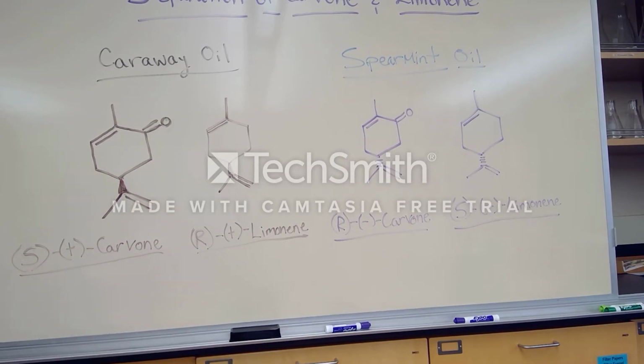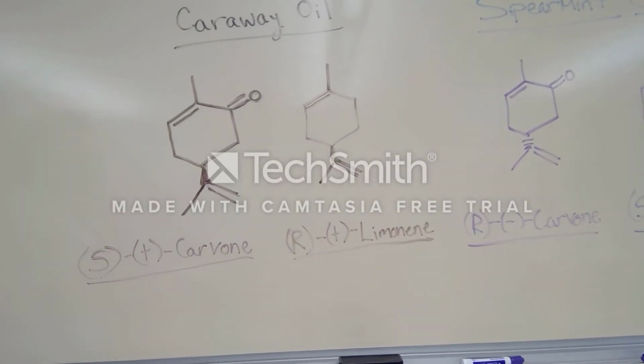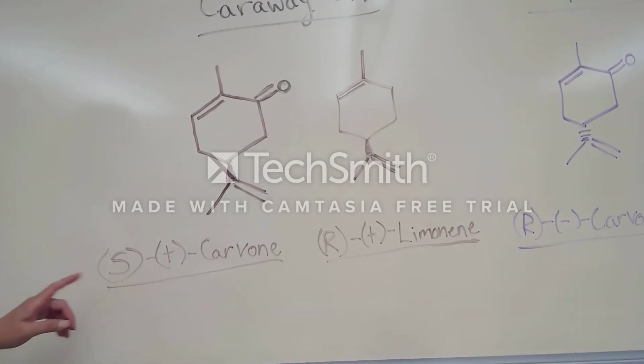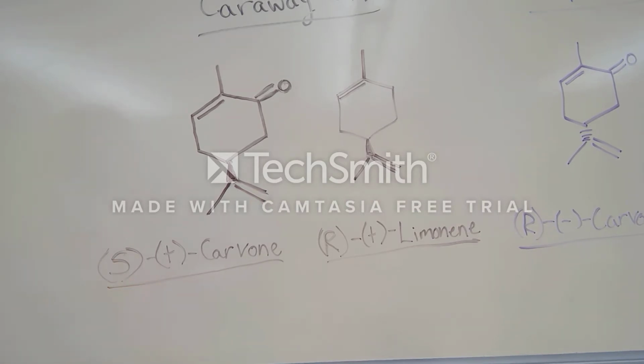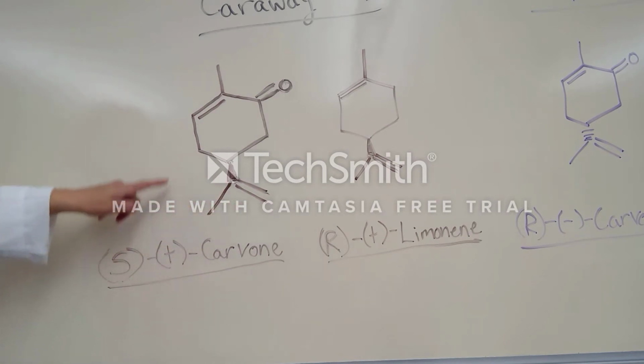For caraway oil, we have the structure of carvone. This happens to be the S enantiomer of carvone. The plus symbol that you see next to the S in the name indicates the direction of optical rotation. And for this particular structure of carvone, we notice that at the chiral center, we see the wedge symbol, meaning that the group down below here is coming towards you.